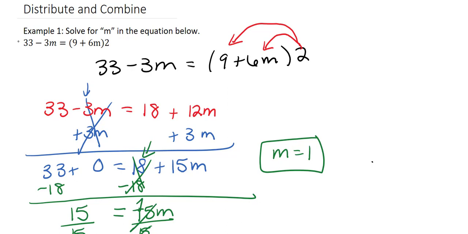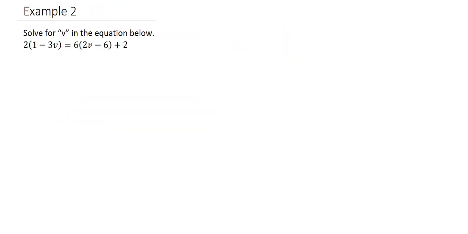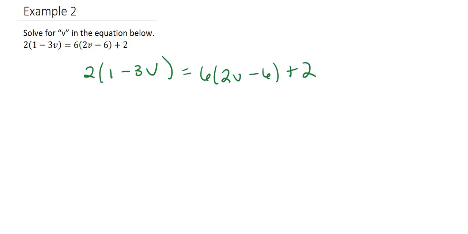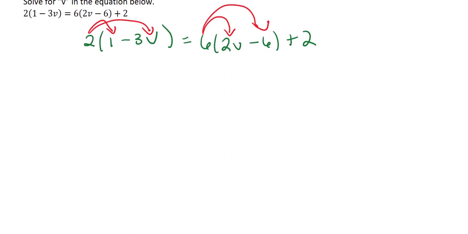So let's go over the last example. Example 2, we're going to solve for v in the equation below. This one has 2 things where we have to distribute, right? So we have this first one, this 2, we need to distribute with this 1 and this minus 3v, and that's equal to 6 times 2v minus 6, parentheses closed, plus 2. So our first step, we multiply that 2, like we said. And then on the right-hand side, we're going to multiply this 6 times these two numbers inside the parentheses, right? And then we just have this plus 2 that we'll deal with later.